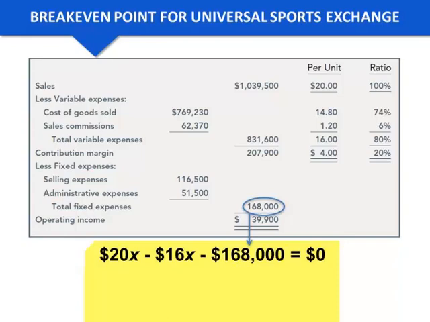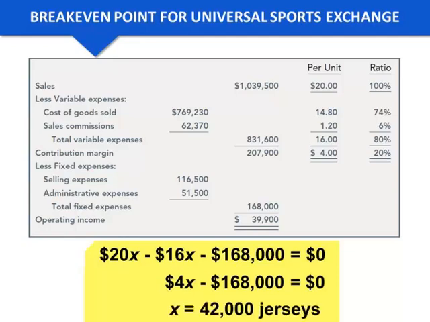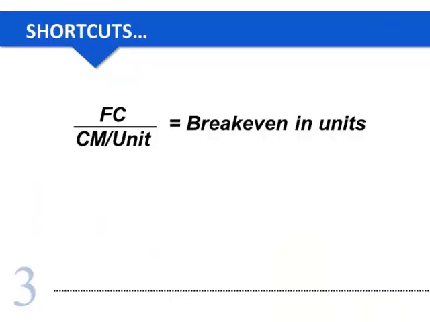Notice that the equation is set equal to 0 because that is the operating profit at the break-even point. This gives us a contribution margin of $4 per unit. Solving this equation reveals that the break-even point is 42,000 jerseys. If we do some algebra on the profit equation, we can arrive at a shortcut to calculate the break-even point in units. Dividing total fixed expenses by the contribution margin per unit will give us the break-even point in units.